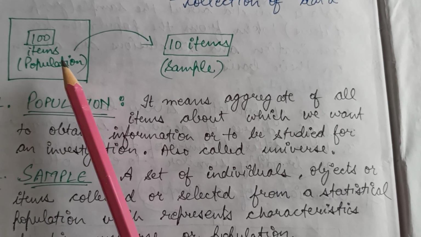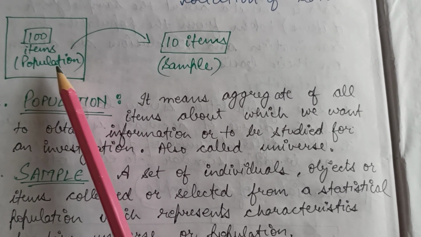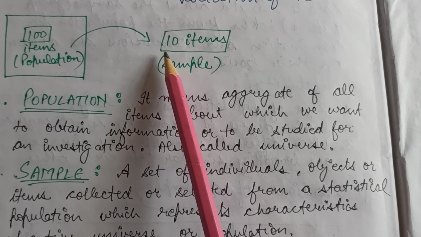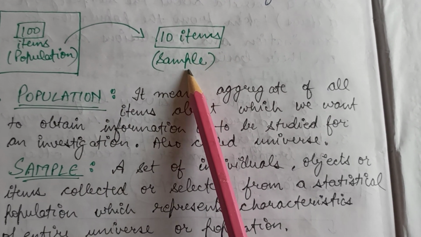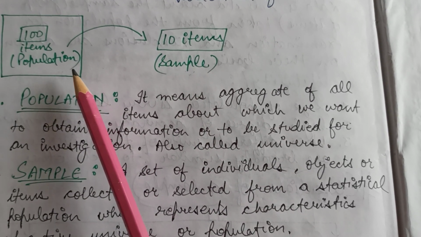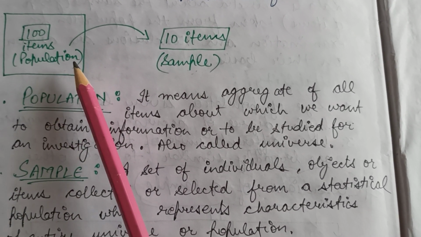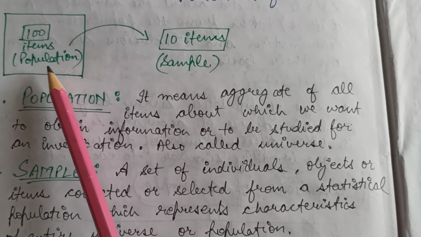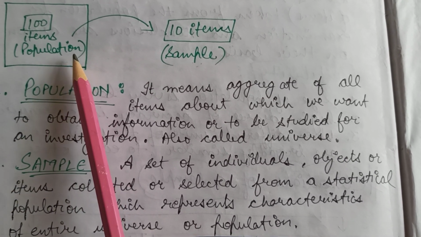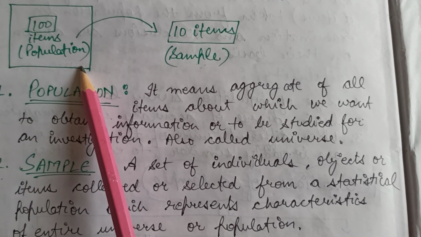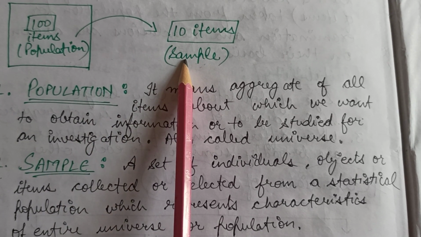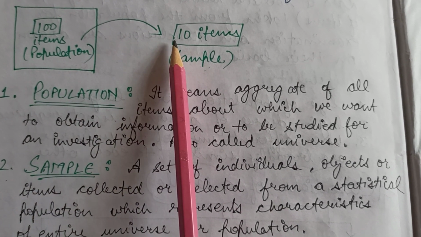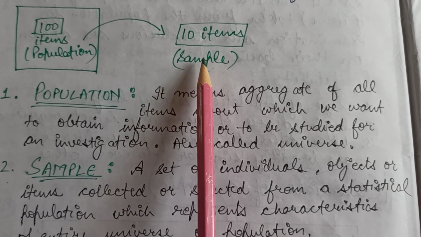But on the other hand, if I take only 10 items from these 100 items and collect information on the basis of only those 10 items, that will be known as the sample. If I am taking each and every individual from the whole population and completing my study, that is the census study, which includes every item of the population. On the other hand, the sample refers to the few items taken from the population through which the statistical study is to be conducted.